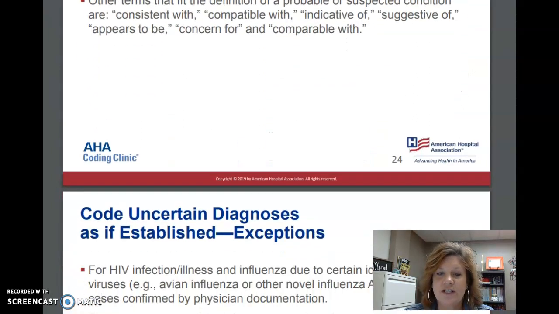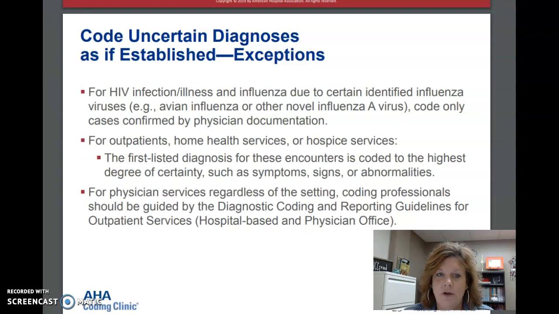Again, this is just inpatient. What are my exceptions for inpatient? If the patient has probable HIV infection, you cannot code that. You cannot code anything with HIV if it's probable. Now, if it says the patient does have HIV, then you can code it. But if it says questionable HIV, rule out HIV, you cannot code it. You're going to code the symptoms that they have.